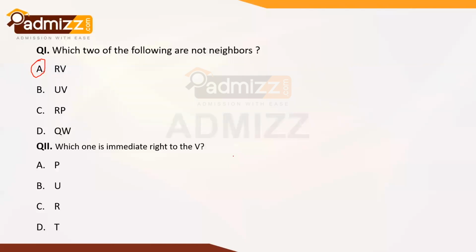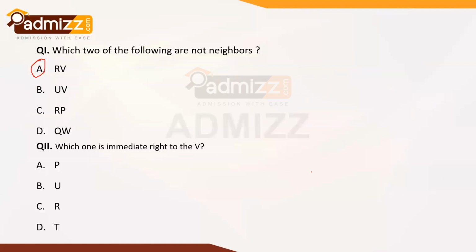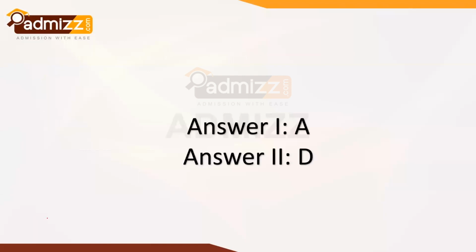Next up, we've got which one is immediate right to V, right? So take a look at the figure and try figuring it out. Immediate right of V. Yep, most of you guessed this correct. The correct answer is in fact option number D, which is T, right? Next up, all right, these are the correct answers.